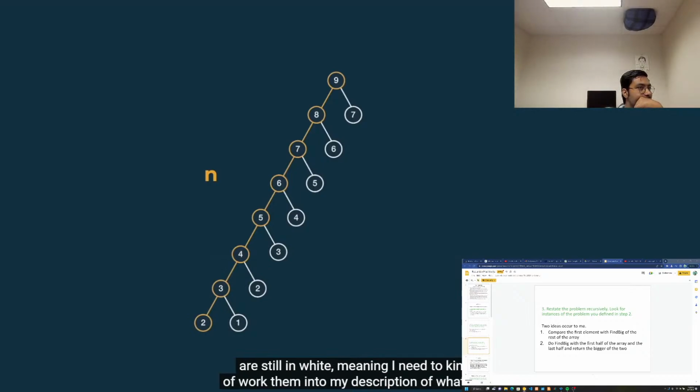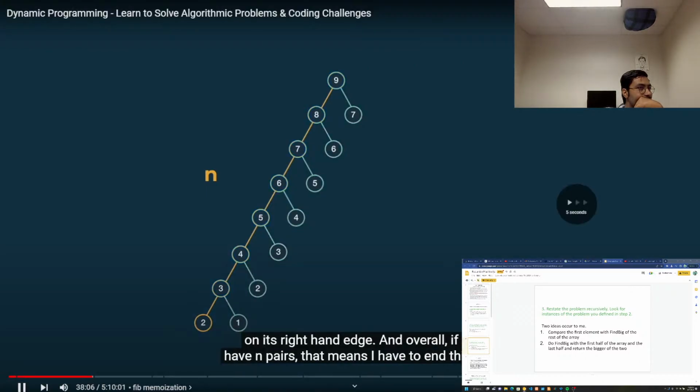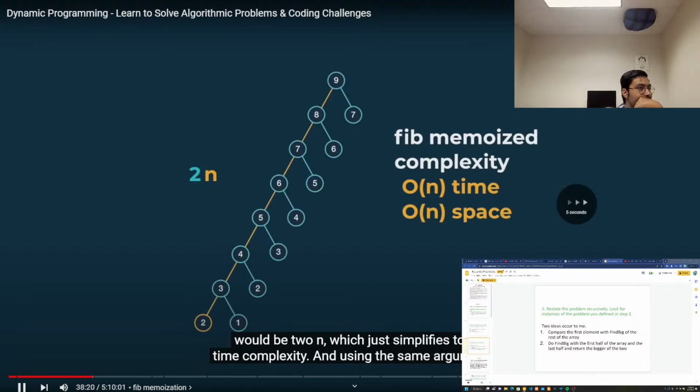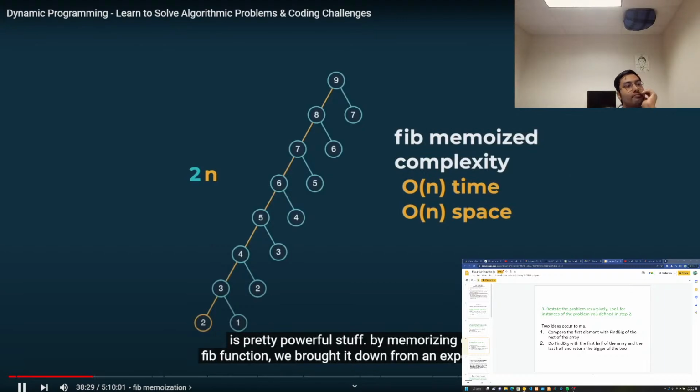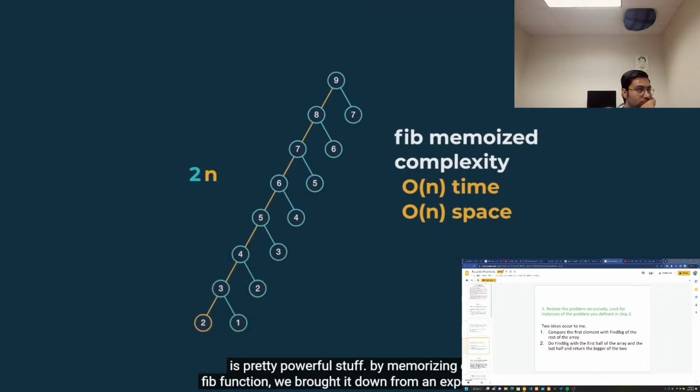Some of the nodes are still in white, meaning I need to work them into my description; they're kind of paired off in a way, right? Each is paired with an edge. So overall, the number of nodes simplifies to n as well. And this is pretty powerful stuff. By memoizing our fib function, we brought it down from an exponential time complexity to just linear.